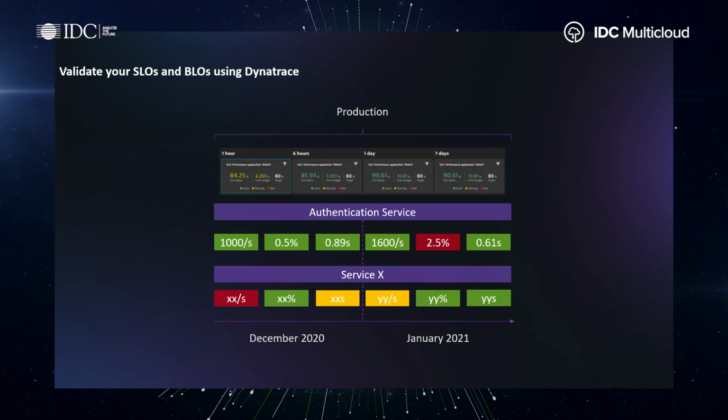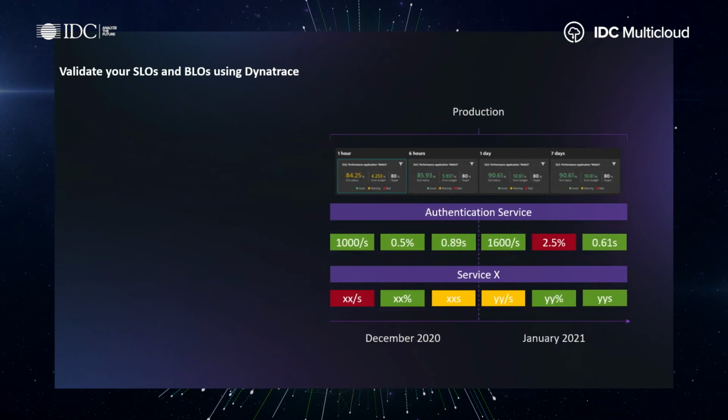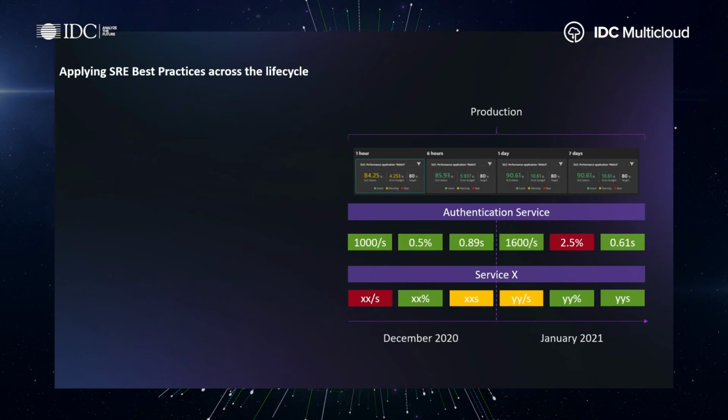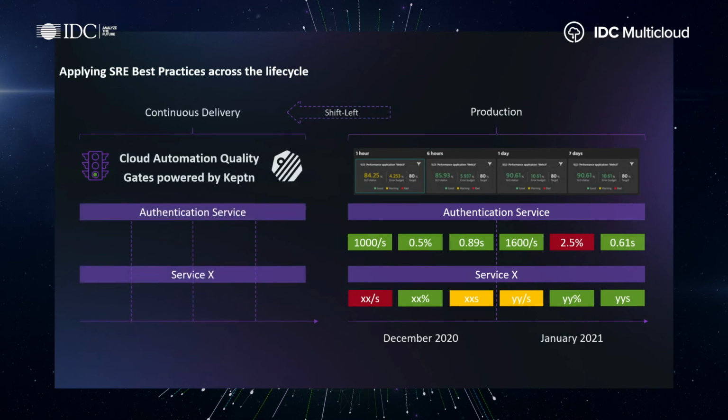But where we want to get to is that you apply a shift left motion to this action. And we want to start applying site reliability engineering best practices across the lifecycle. So pushing that closer to the source, being the developers. And by doing so, we can use cloud automation quality gates that are powered by Captain in order to do that as you are building your software.